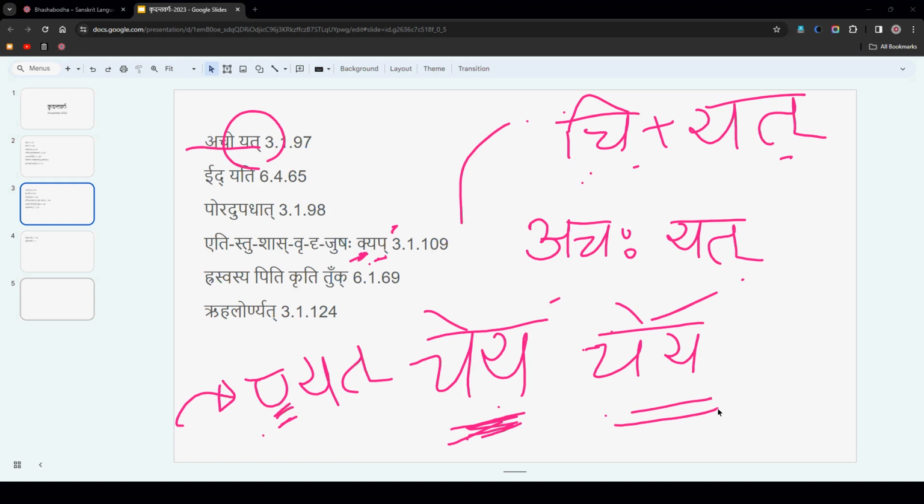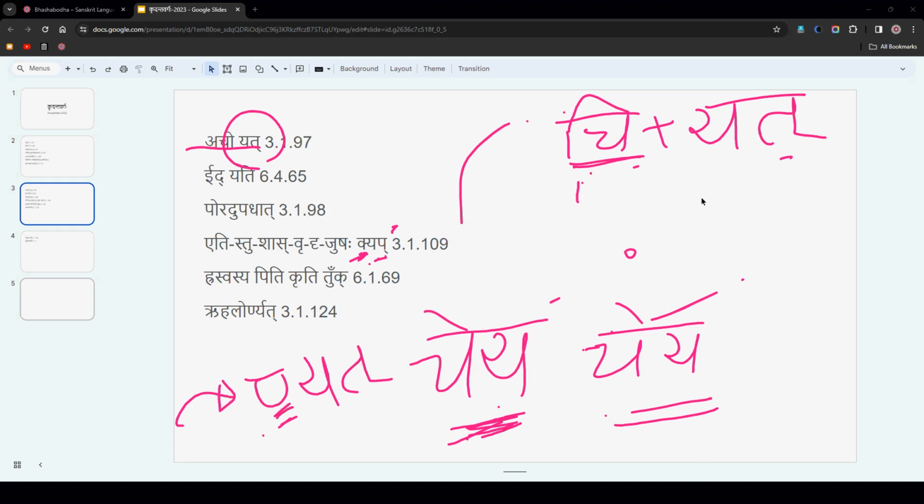Mahodaya, ya is not a swara, no? Which one is not a swara? Ya. Achaha is a swara, but ya is not a swara, no? Correct. Che is not a swara, but the dhatu is chi.